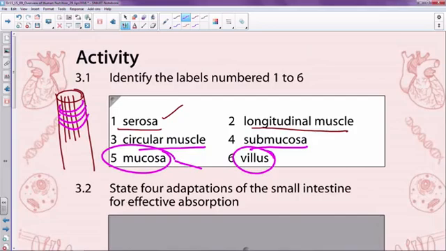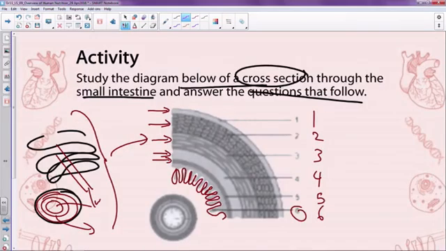I'm going to go back to that diagram very quickly so we can put this into the context of the diagram. Very important for you to look at, we're going to start with this. So these are the villi. Here you've got your mucous layer, the mucosa. Here you've got your submucosa.